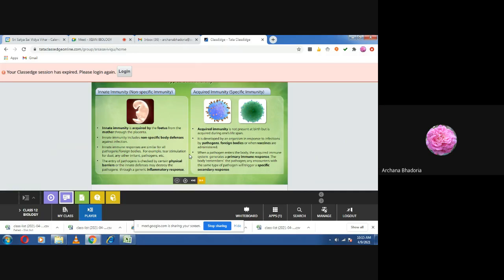Is it clear? Okay, now we quickly try to differentiate between the two. Innate immunity. I want Ritu to read out the first difference. Innate immunity is acquired by the fetus from the mother through the placenta. Acquired immunity is not present at birth but is acquired during one's lifespan.